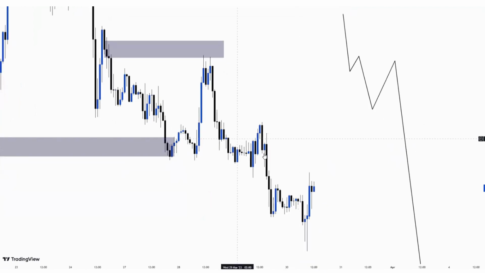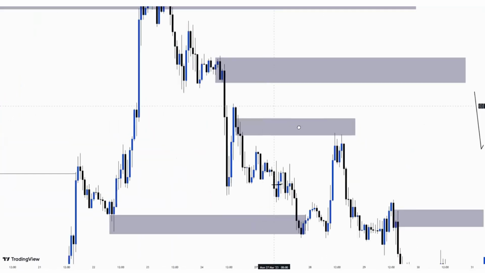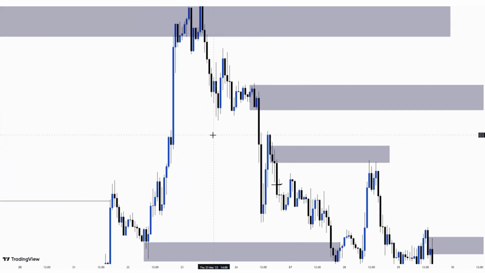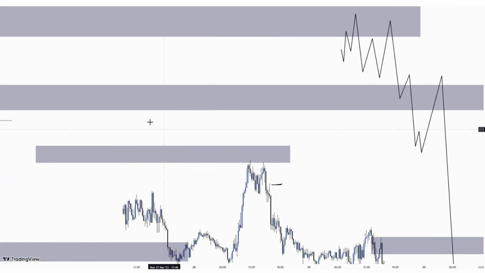Here I'll probably wait. Yeah, I think I would probably wait somewhere here, right? So the price to take out all of these. So this will be my point of interest. I think there's one entry that I took here, but it was on 15 minutes, right?